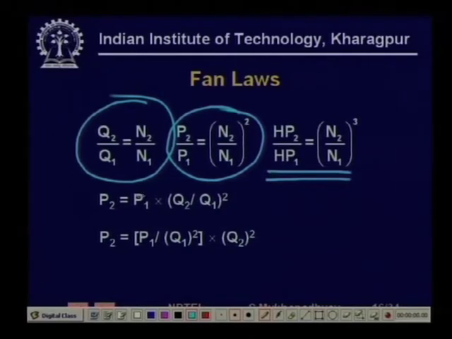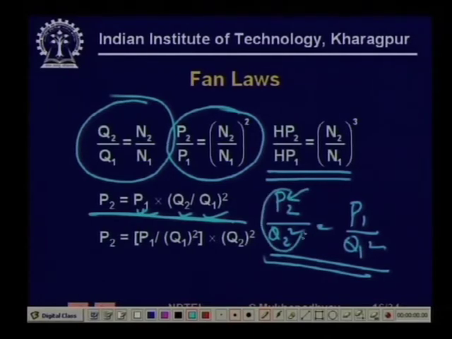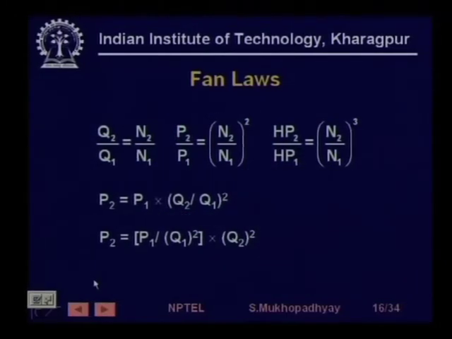Similarly, if you know Q2 by Q1 and you know P1, you can calculate P2 by this formula. If you eliminate N from these two, then you get basically P2 by Q2 square equal to P1 by Q1 square. The first two are at speed N2 and the other two are at speed N1. Okay. So now having known that, we come back.